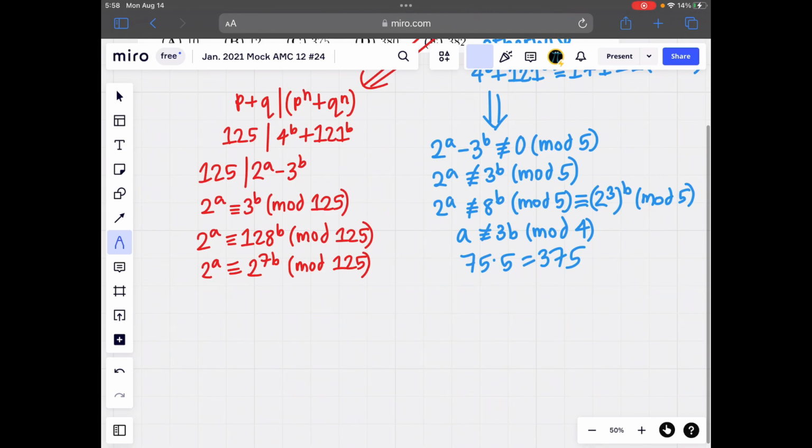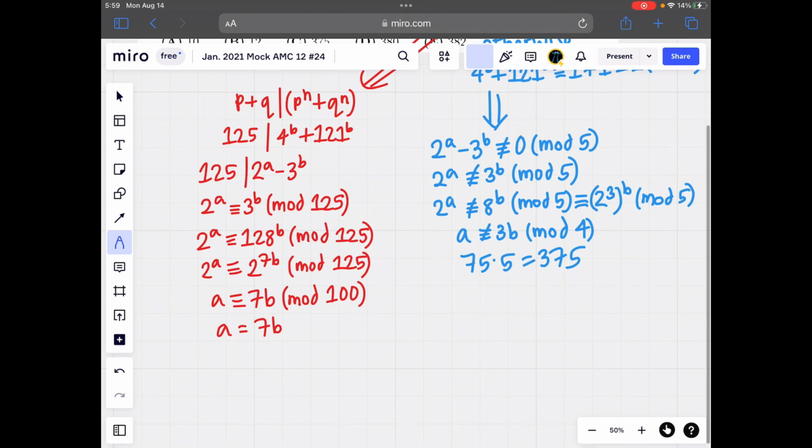You should know this since it's just the number of positive integers less than or equal to 125 that are relatively prime to 125. So all numbers up to 125 except the multiples of 5, there's a total of 100 of them. We call this the order of 2 mod 125. And it only works when 2 and 125 are relatively prime, which they are. So this is equivalent to saying that a is congruent to 7b mod 100. And since b is less than or equal to 10, we must have a equals 7b, because a is not going above 100 and b is not going above 10.